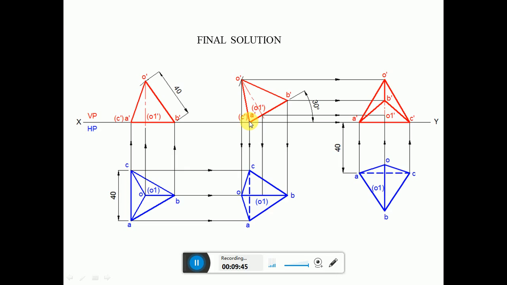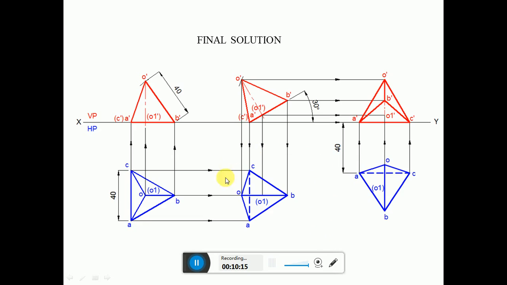So that means we have to make that parallel to VP. So now this side is perpendicular to VP. Now we rotate this in a clockwise direction. Why do we have to rotate in a clockwise direction? Because the base should always be nearer to the observer, so that means ABC should be nearer to the observer, so that is the reason why we have to rotate in clockwise direction.